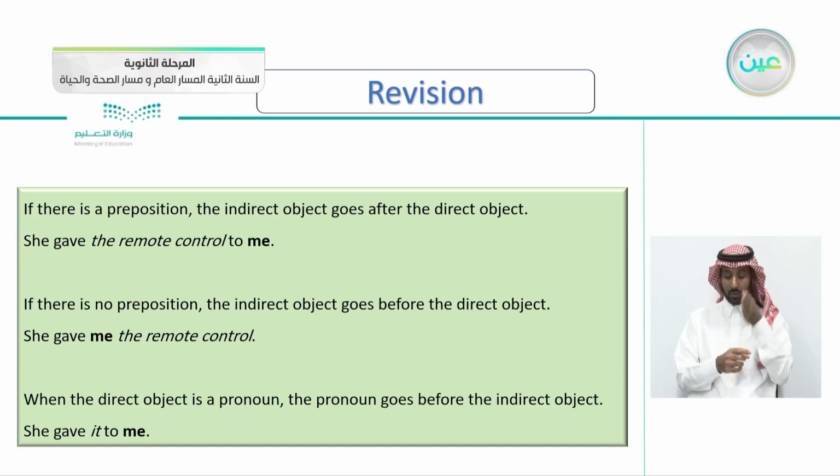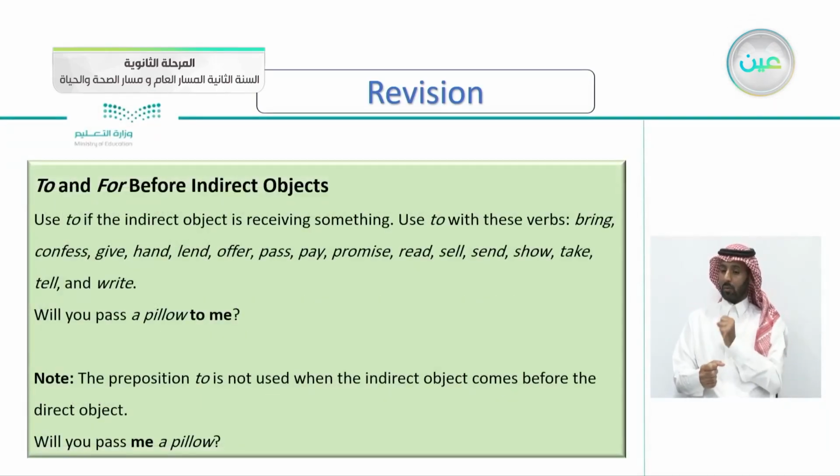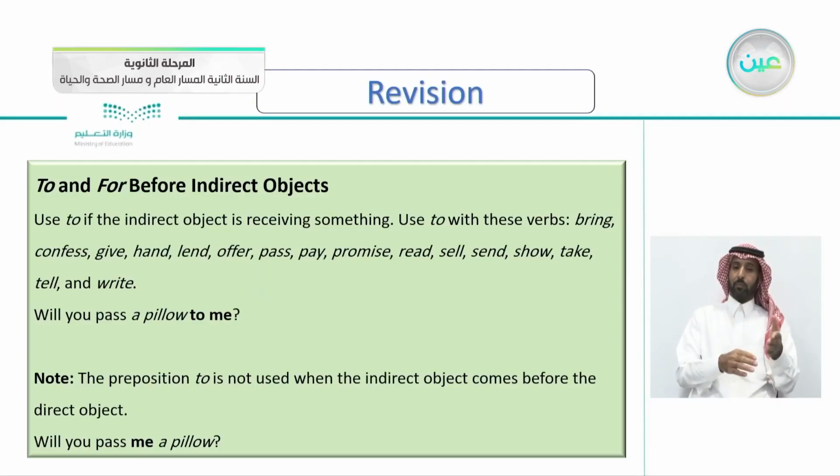If there's no preposition, like to or for, the indirect object goes before the direct object. She gave me, so me here is the indirect object, the remote control, which is the direct object. When the direct object is a pronoun, the pronoun goes before the indirect object. She gave it to me. Also, we took to and for before indirect objects. So now we know that to and for come just before indirect objects.